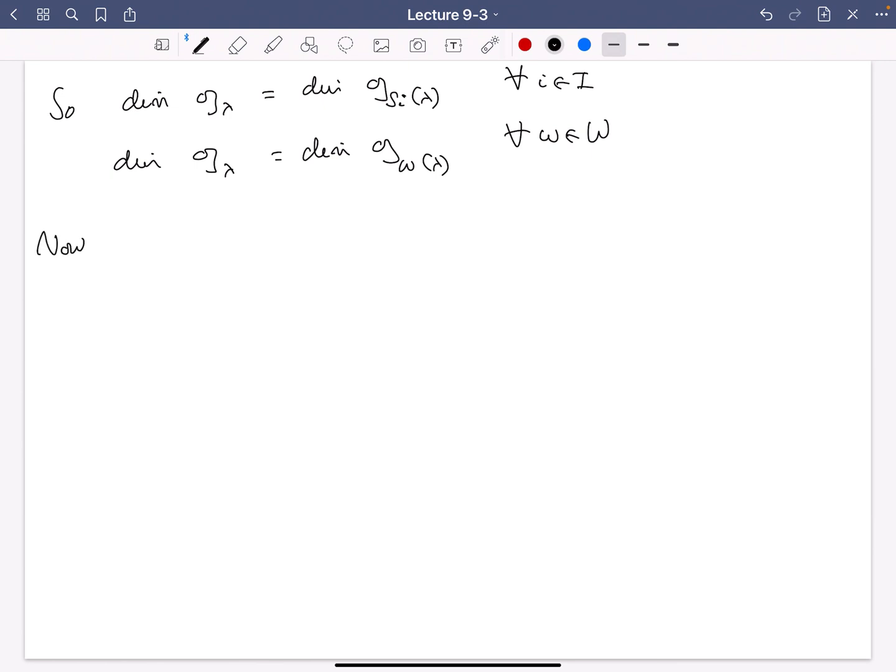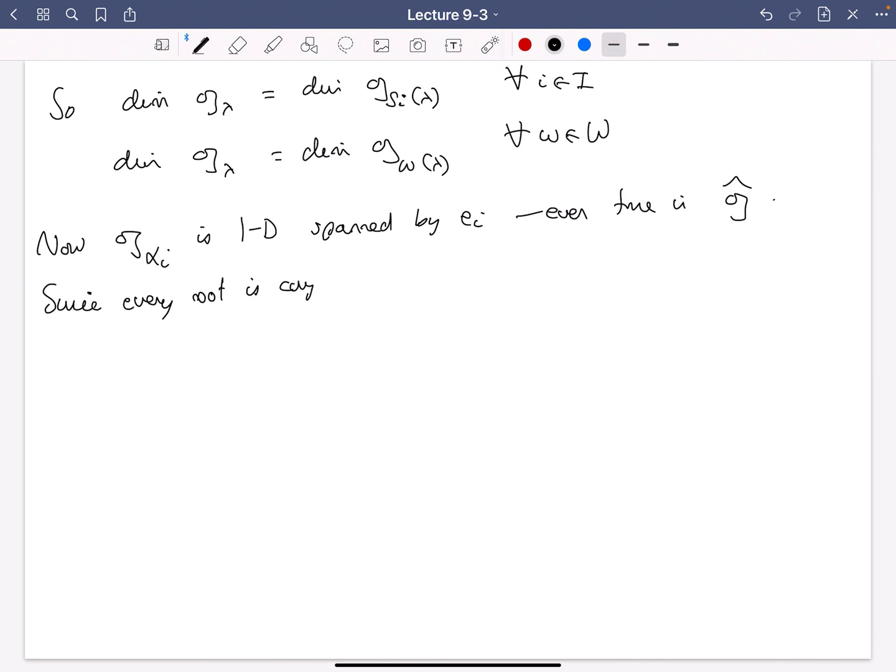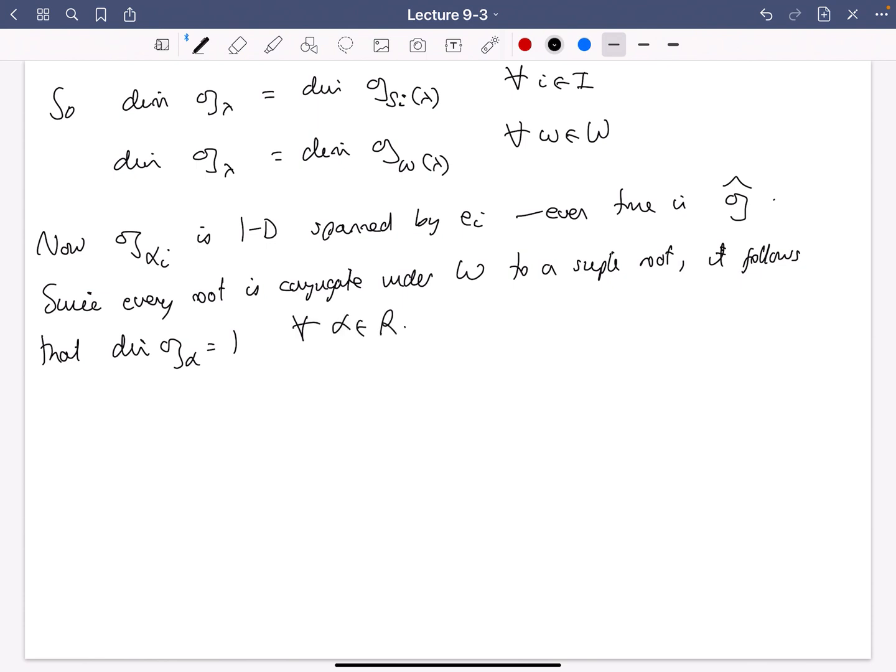Okay, so now we can prove the lemma. g_{alpha_i} is one-dimensional. It's just spanned by e_i. That's easy. It's even true in the g-hat that I constructed earlier. Since every root is conjugate under the Weyl group to a simple root, it follows that dim g_alpha is 1 for all alpha in the root system. Why is every root conjugate to a simple root? I think we showed that in the last chapter. Oh, no, we showed that every root lies in a base and all bases are conjugate. Putting those together, every root is conjugate to a simple root.